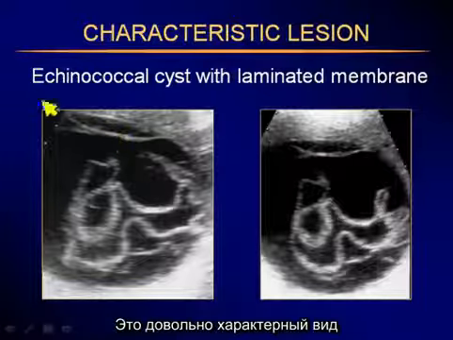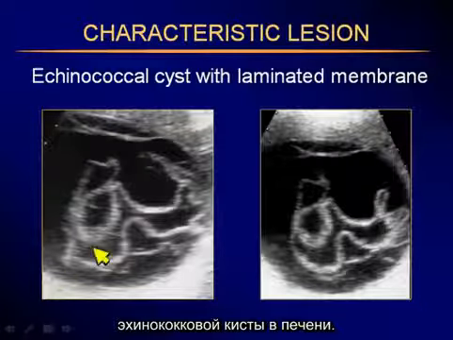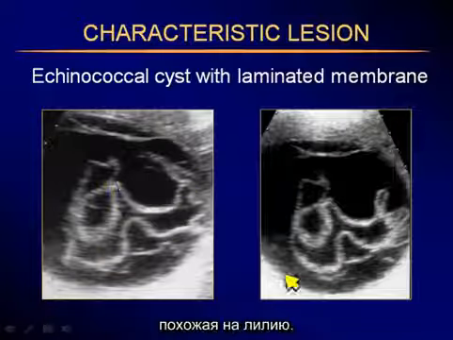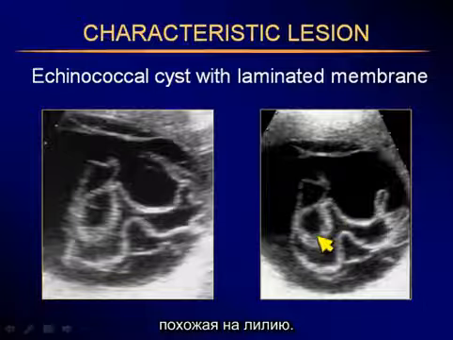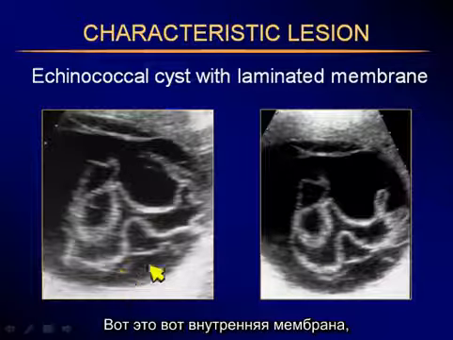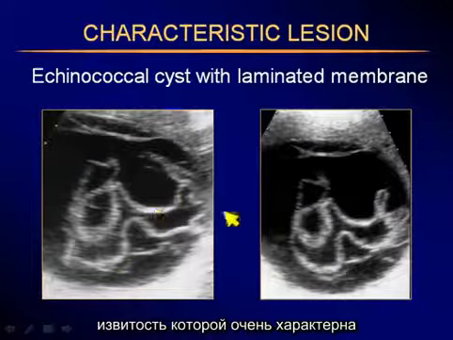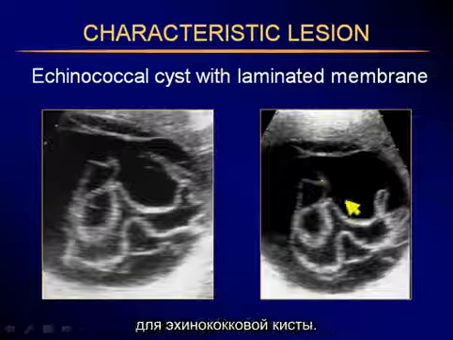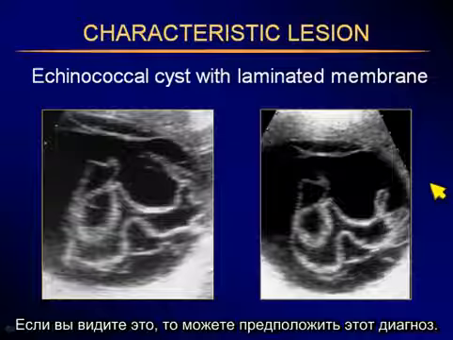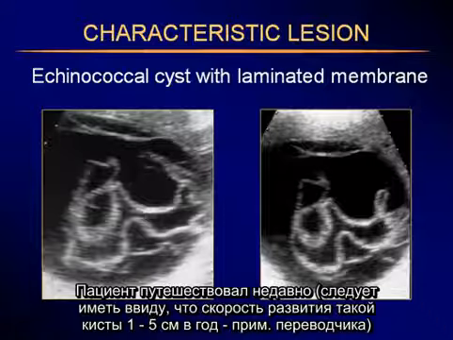This is a fairly characteristic appearance. If you saw a cystic mass in the liver and you saw this kind of folding membrane referred to as the lily pad sign, this is the sloughed internal membrane folding in upon itself, very characteristic of an echinococcal cyst. If you see this, you may be the first one to suggest this diagnosis.